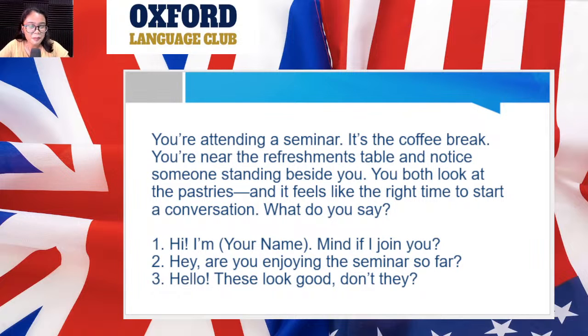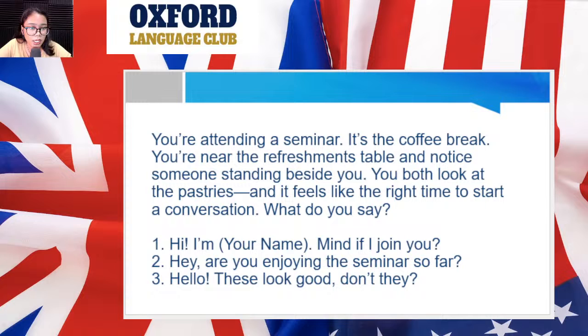Hi, I'm Nicole. Mind if I join you? This is, let me say, very direct and friendly at the same time. You introduce yourself right away and ask if it is okay to stand nearby or to talk to that person. Or if not that, we can say, "Hey, are you enjoying the seminar so far?" So this is a nice way also to start because you ask a question related to the situation that you are both in. So it's easy for the other person to answer.